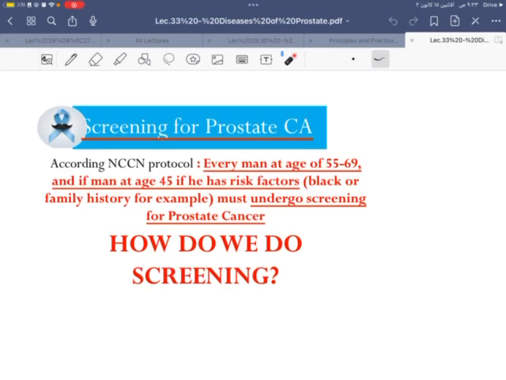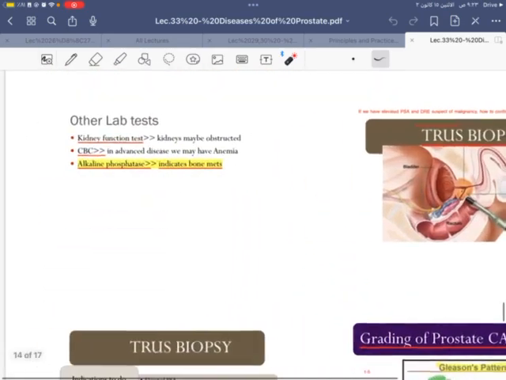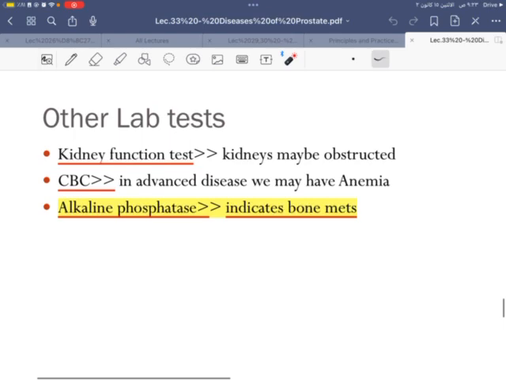Other lab tests that you should order: kidney function test as a baseline, and CBC, because in advanced stage of prostate cancer the patient has anemia. Alkaline phosphatase, which indicates the presence of bone metastasis, is high.